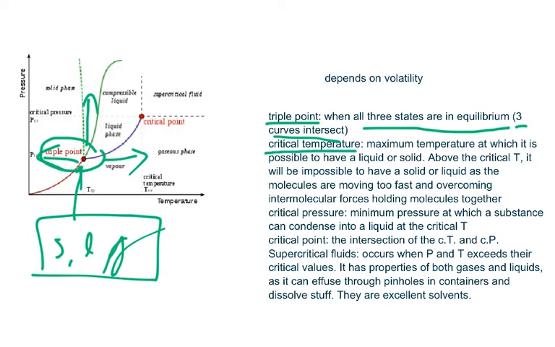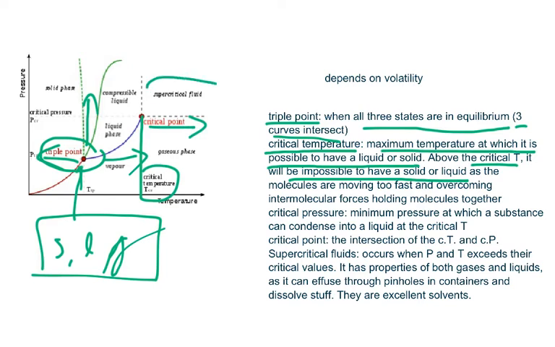So, the critical temperature is the maximum temperature at which it is possible to have a liquid or a solid. So the critical temperature on this graph is over here, and it's the maximum temperature at which it is possible to have a liquid or a solid. So if we look at this graph here, if we go beyond the critical temperature, it will be impossible to have a solid or liquid. And in this graph, you could see that because if we go past here, it is impossible to have a liquid or a solid. We can either have a supercritical fluid or a gas, and we cannot have a solid or liquid beyond the critical temperature.